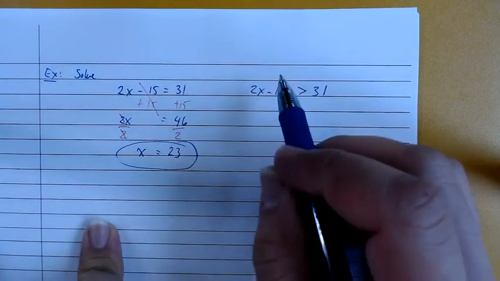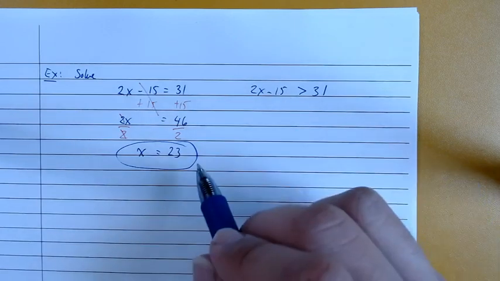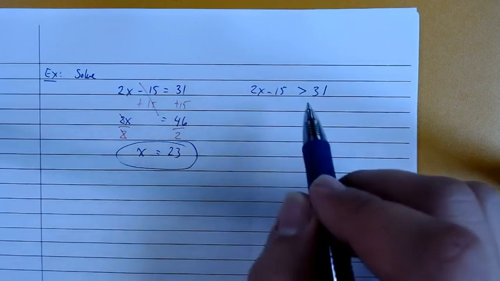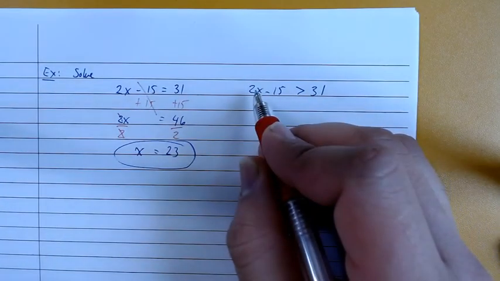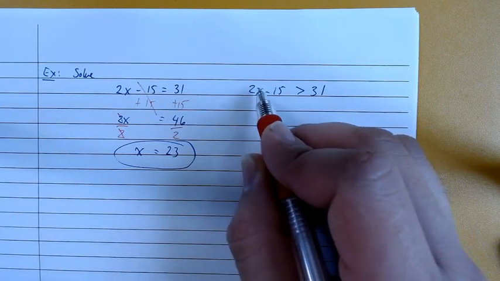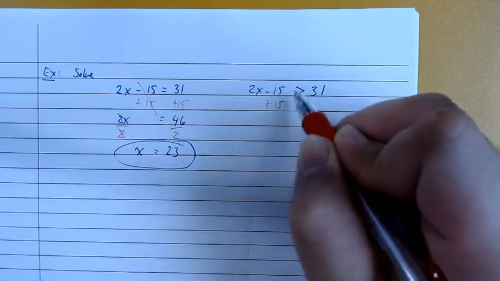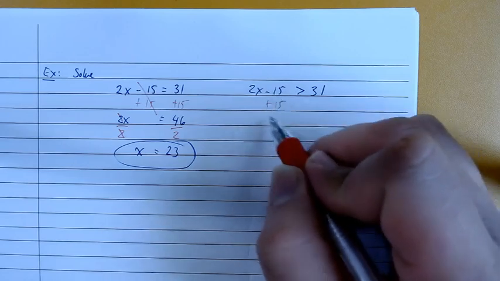Now, compare that to this inequality. Yeah, an inequality means something very different from an equation. The interpretation is different, but the way we solve is going to be very, very similar. We still want to figure out what x is, which means we still want to isolate. So we want to get rid of this 15. But the only way to get rid of this minus 15 is to add 15 right there.